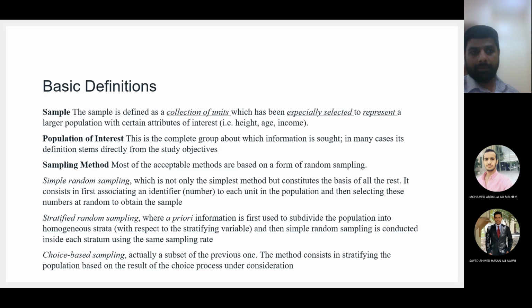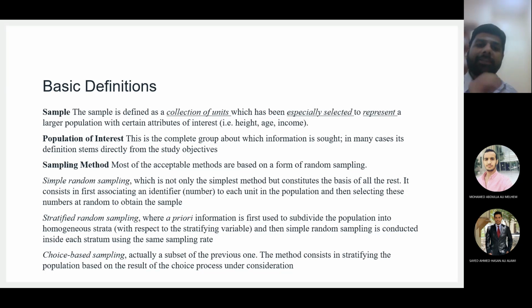Okay, so sample means a collection of units which is specially selected to represent a larger population of interest. Okay, so our sample is a collection of units. Units of what? These units are especially selected to represent the population. That's what I said in the previous slide as well, that you are selecting some of the units from the population, and these units are representative of the entire population.